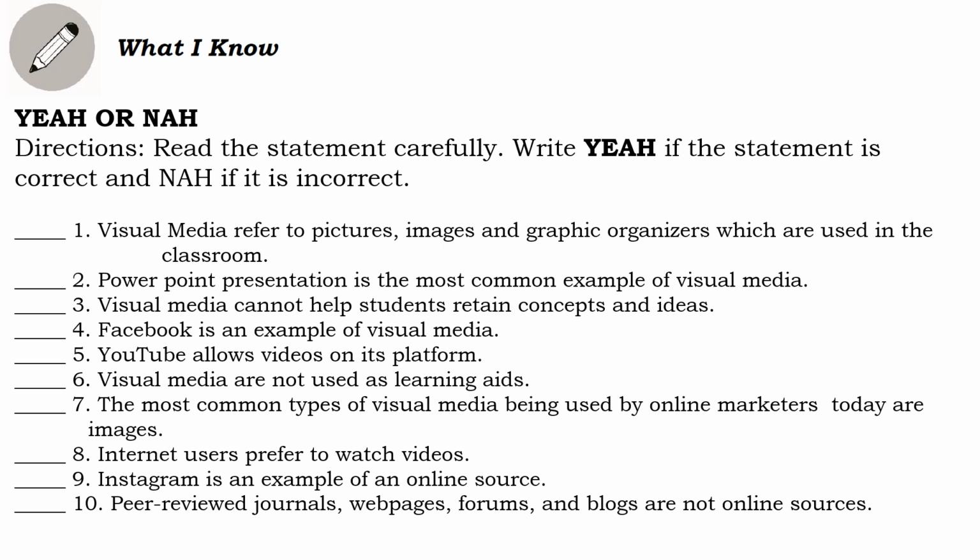Number 7. The most common types of visual media being used by online marketers today are images. Number 8. Internet users prefer to watch videos. Number 9. Instagram is an example of an online source. And number 10. Peer-reviewed journals, web pages, forums, and blogs are not online sources.